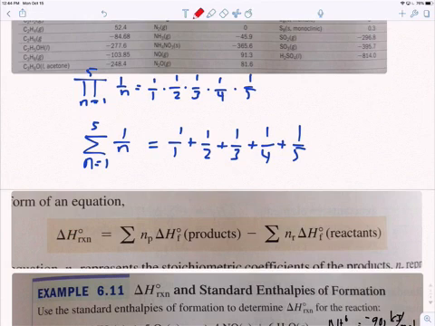That means standard state. So the delta H0 reaction, the standard heat of reaction, is equal to the sum of the number of moles of products times the enthalpy of formation of the products, minus the sum of the number of moles of reactants times the enthalpy of formation of the reactants.